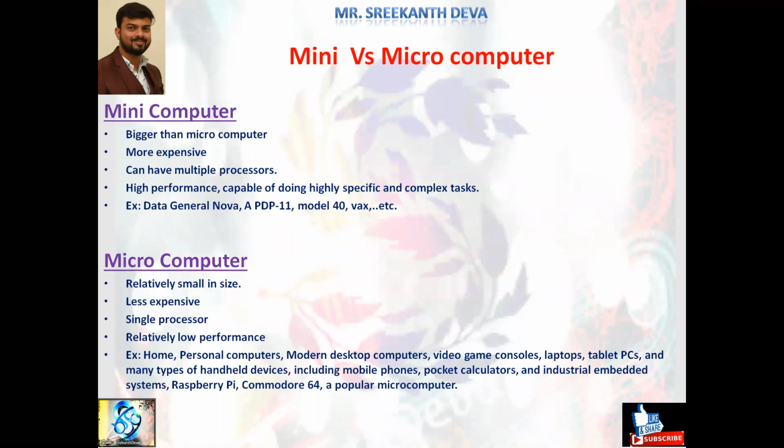You can remember the major differences between minicomputer and microcomputer. The minicomputer is bigger than microcomputers. Microcomputers are relatively smaller in size and specially designed for desktops. Minicomputers are more expensive; microcomputers are less expensive. Minicomputers can have multiple processors; microcomputers have a single processor. Minicomputers have high performance, capable of highly specific and complex tasks. That's why we call them mid-range computers. Microcomputers have relatively low performance compared to minicomputers.